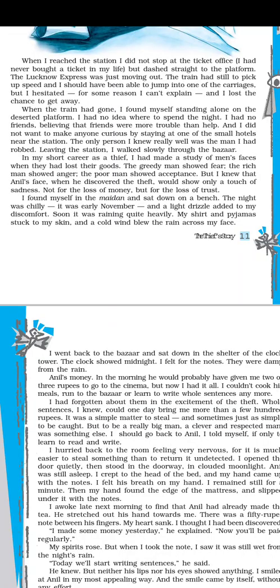The only person I knew really well was the man I had robbed. So the only person he knew was the man he robbed, means he stole the money from. That was Anil. Okay. Leaving the station, I walked slowly through the bazaar. So after leaving the station, he was walking slowly through the bazaar market. In my short career as a thief, see, a thief and a career, okay, I had made a study of men's faces when they had lost their goods. So, in his short career, he observed the faces of human beings, right?